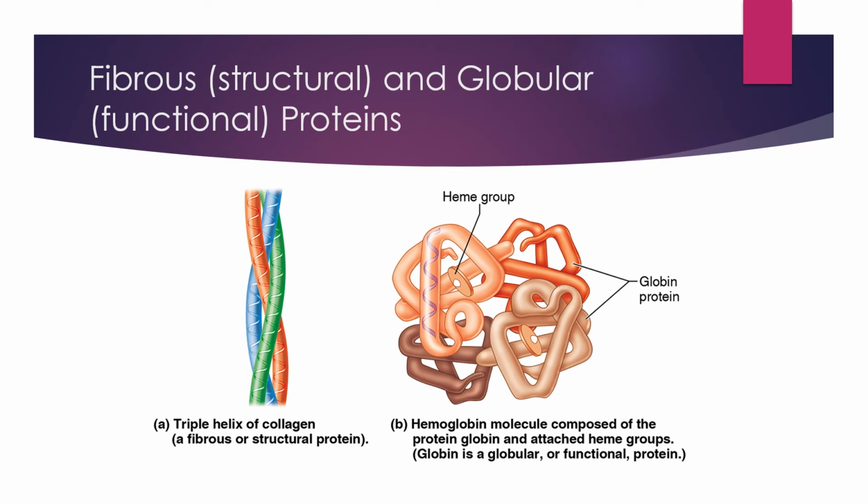There are fibrous and globular proteins. So fibrous are structural, things like collagen, and globular are functional proteins, things like hemoglobin. Other functional proteins in the body include antibodies, hormones, transport proteins, and enzymes. We're going to talk a little bit more about enzymes just because they are so essential to body functioning.